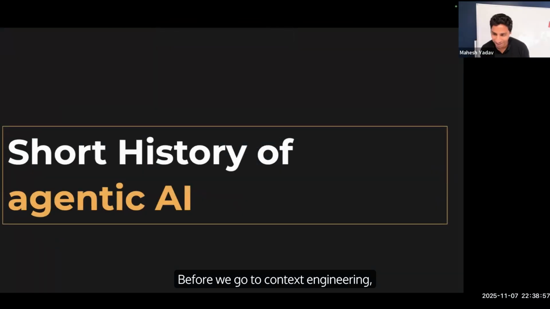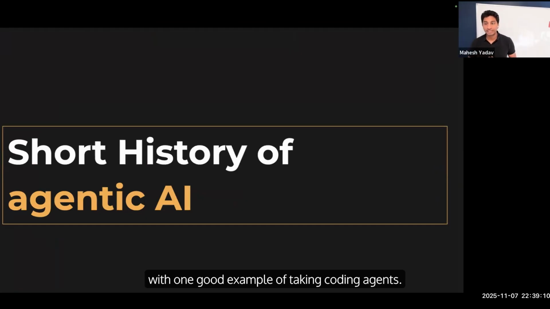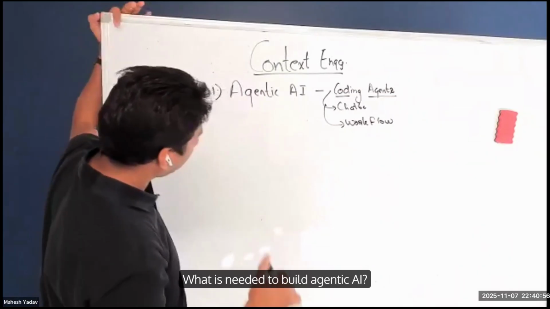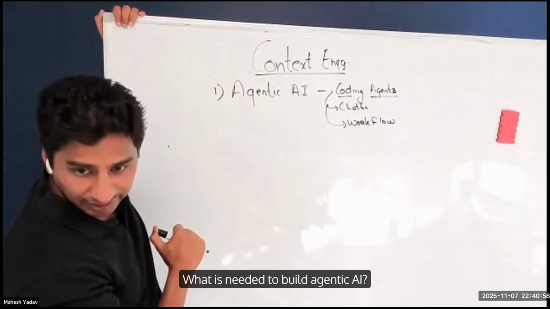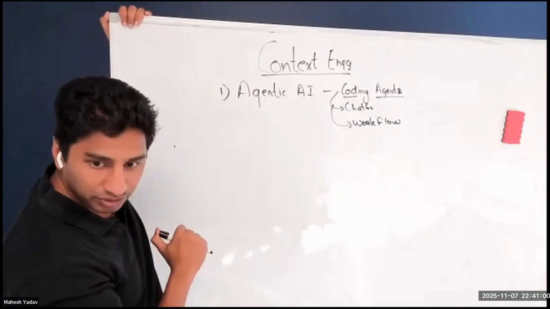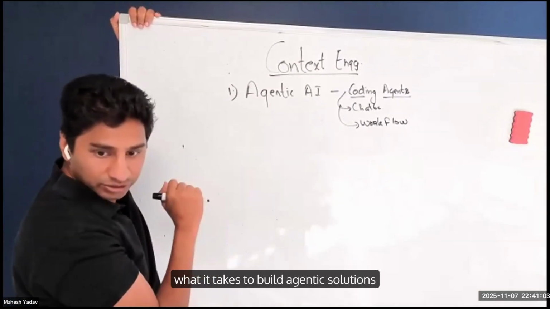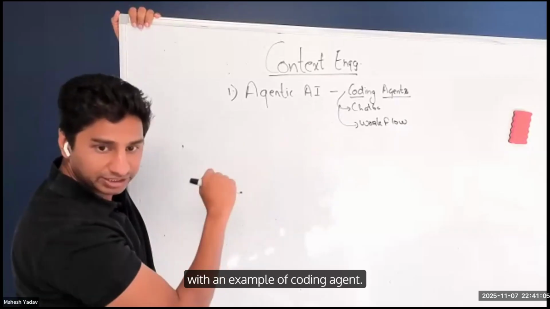Before we go to context engineering, let's talk about a short history of agentic AI, with an example of how we reached here and what agents are promising, taking coding agents as one good example. What is needed to build agentic AI? That's where I'm trying to take you: what it takes to build agentic solutions, with an example of a coding agent.